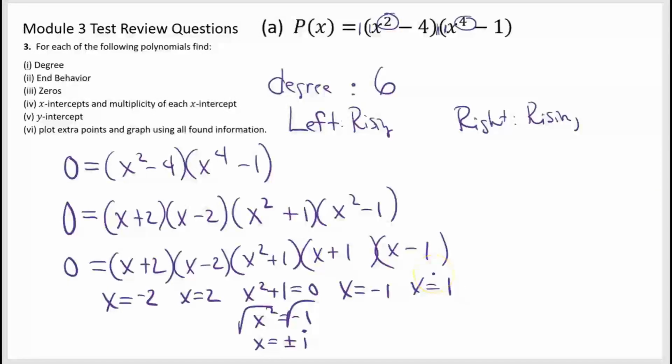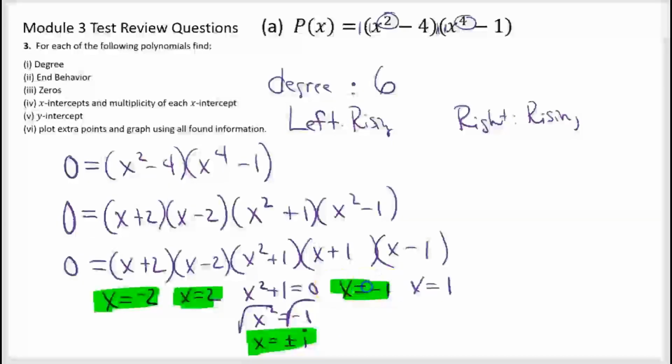Now, how many zeros are we supposed to have? Let me highlight them, because these are the zeros. Negative 2, 2, plus or minus i, negative 1, and 1. How many zeros is that? Well, that's 1, 2, 3, 4, 5, 6. Notice the degree, 6. We found them all. Okay, good deal.